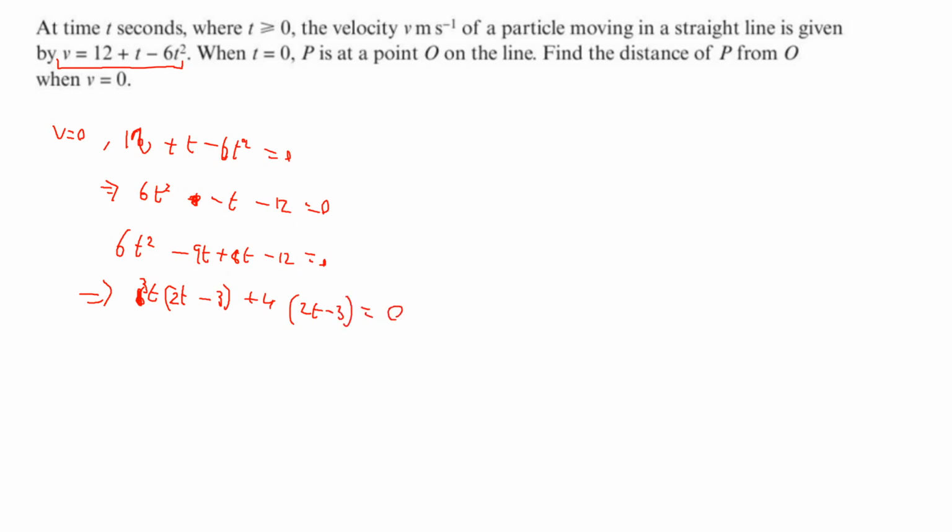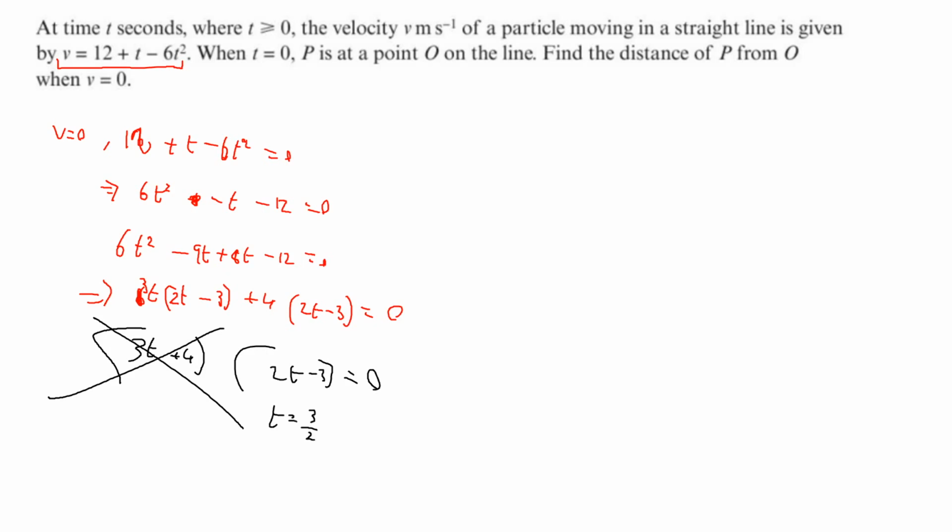Now let's factorize it properly. So 3t plus 4, we can honestly disregard that because that's going to be a negative value. And 2t minus 3 is equal to 0. So t is equal to 3 over 2. Now, what is the distance at this point going to be?